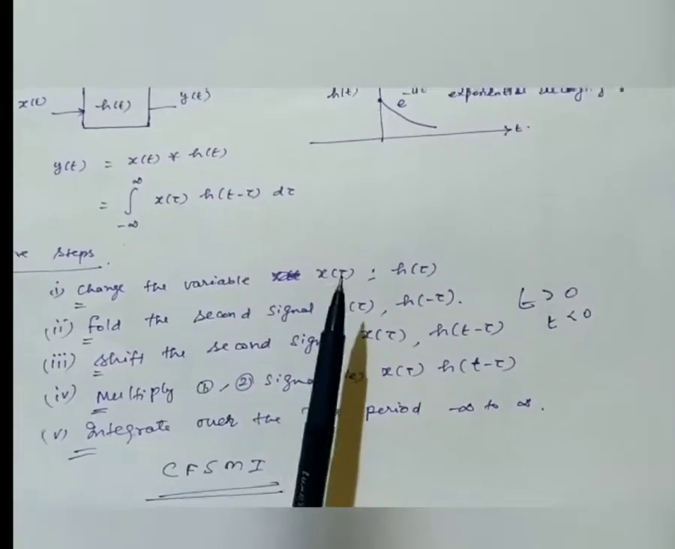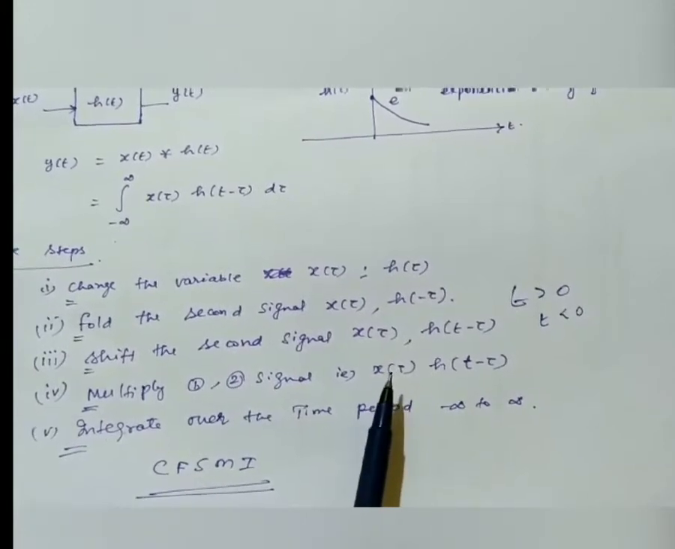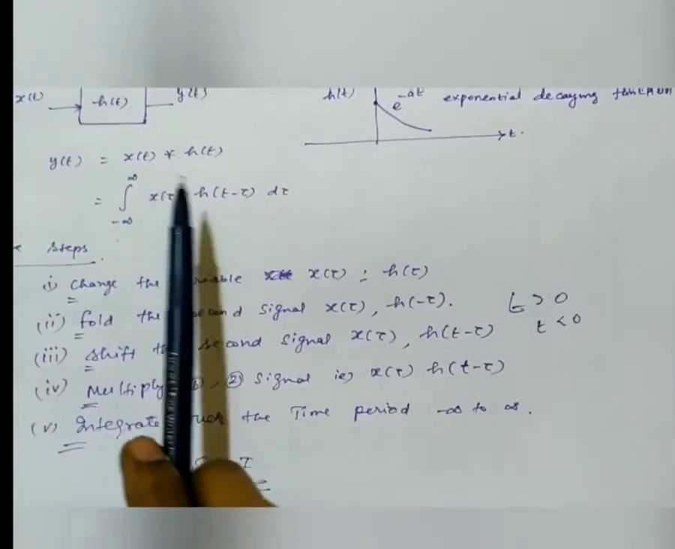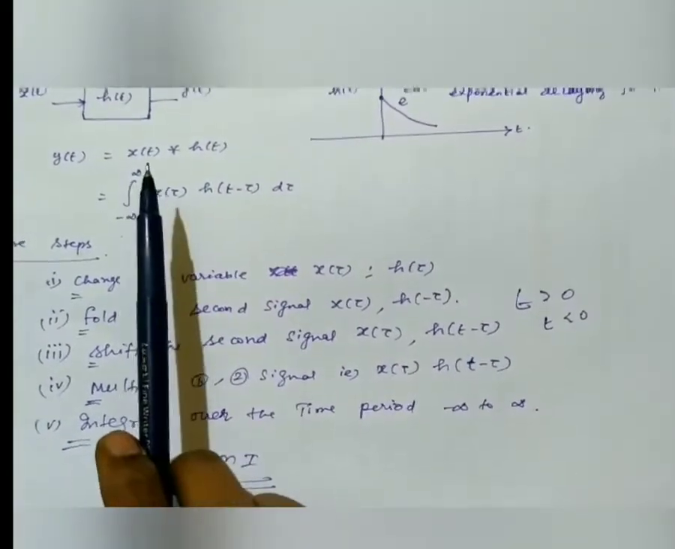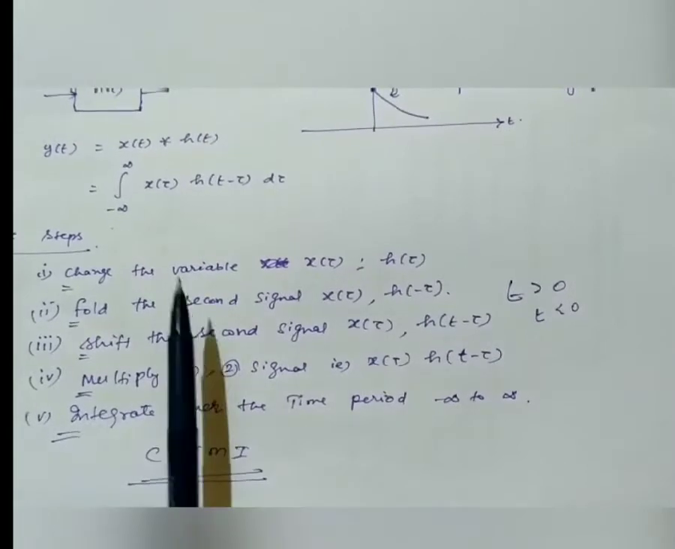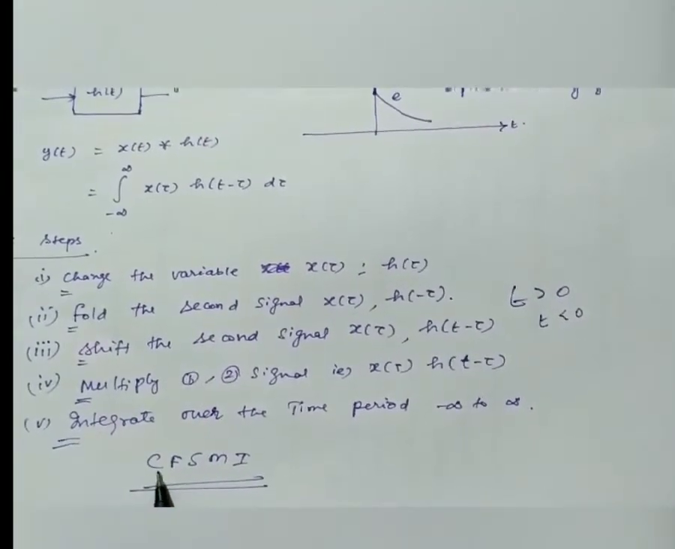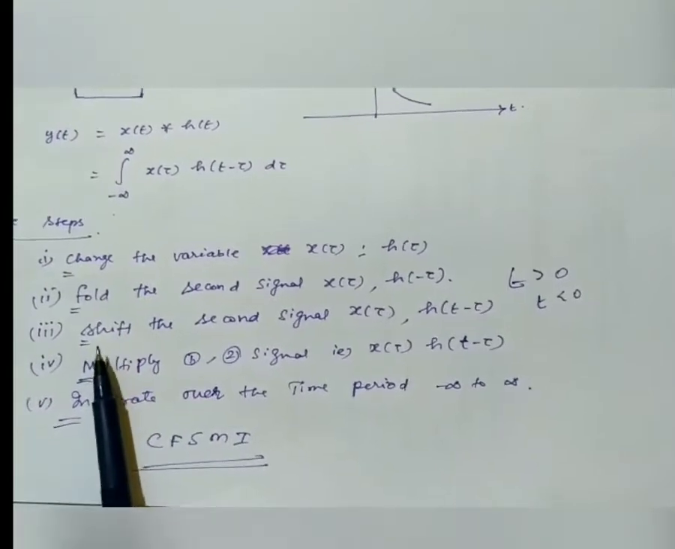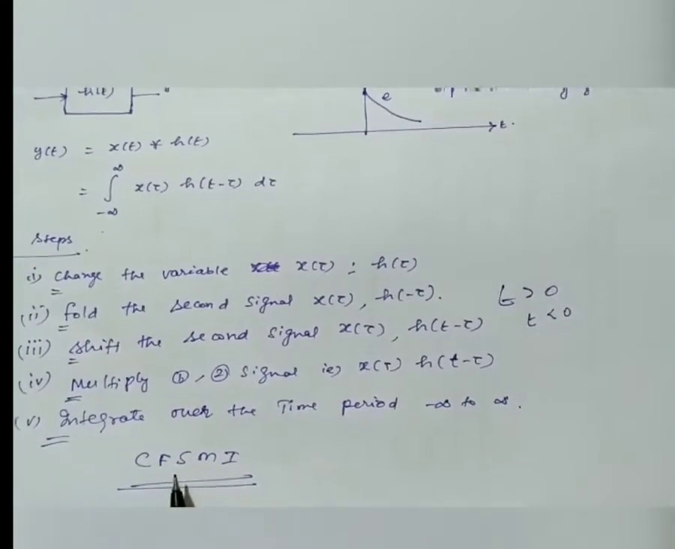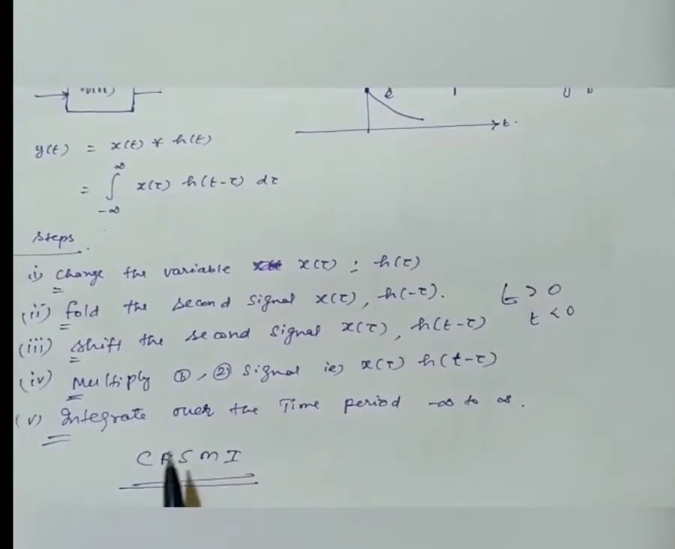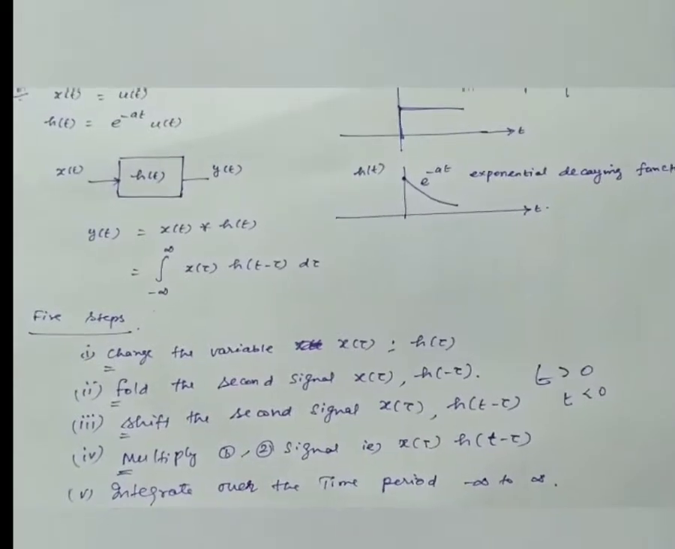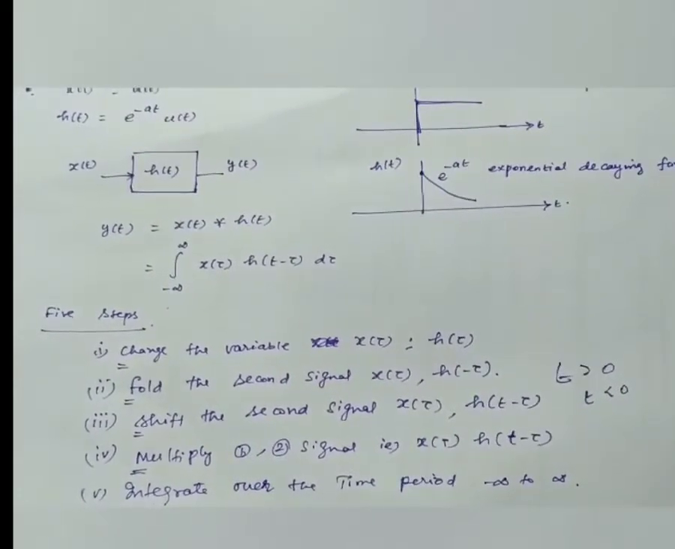So the first step is x of tau, and up to the fourth step you multiply x of tau, h of t minus tau, then integrate over the limit minus infinity to plus infinity. So this formula can be achieved using these 5 steps, that is change the variable, second one is fold, third one is shift, fourth one is multiply, and the fifth one is integrate. So you can remember the steps as CFSMI. Using these 5 steps, we can find the value of y of t.